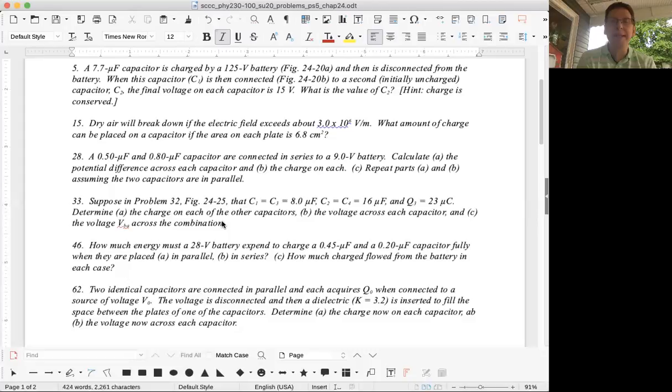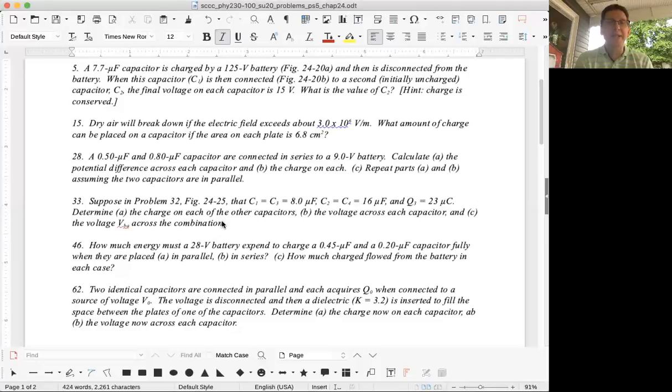It'd probably be easier in the first part to figure out the equivalent capacitance first, then figure out the total charge, which is going to be the same on each. And then once you know that, you can figure out part A. So it might be easier to figure out part B first, actually. And then for part C, repeat parts A and B, assuming the two capacitors are in parallel. So in that case, you can figure out the potential difference across each capacitor very, very easily. And then once you do that, getting the charge is straightforward.